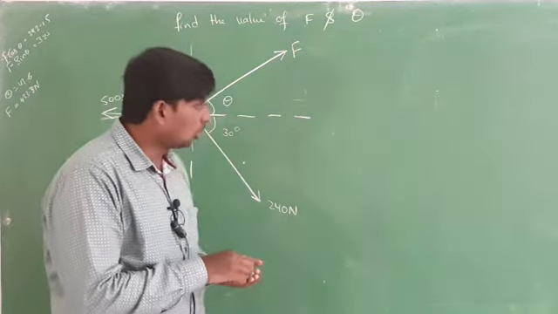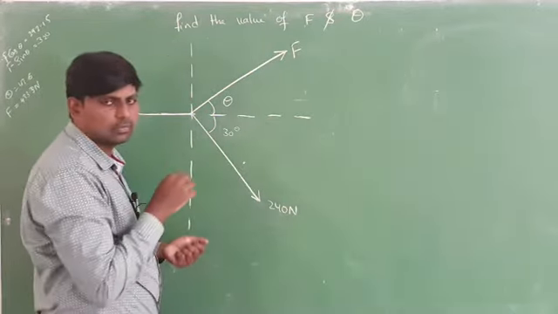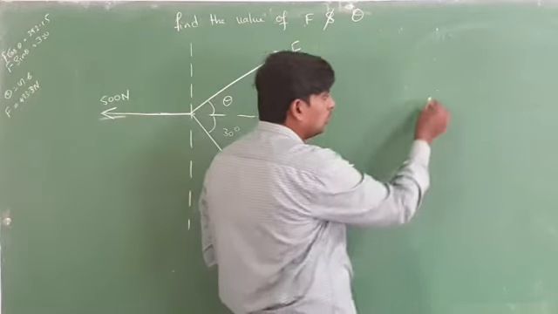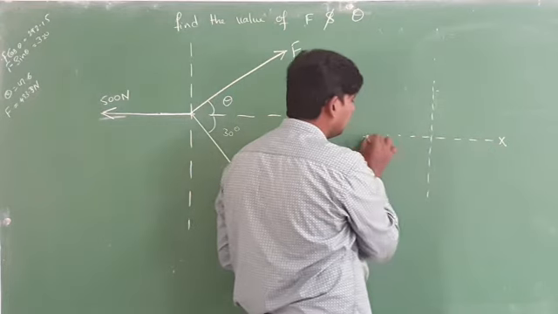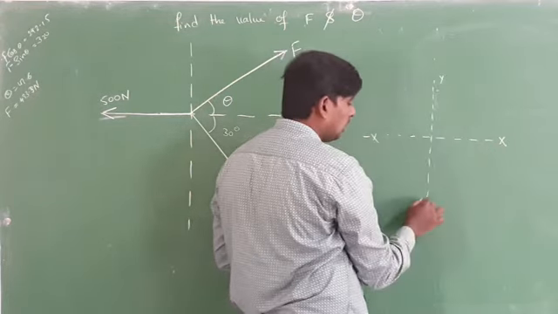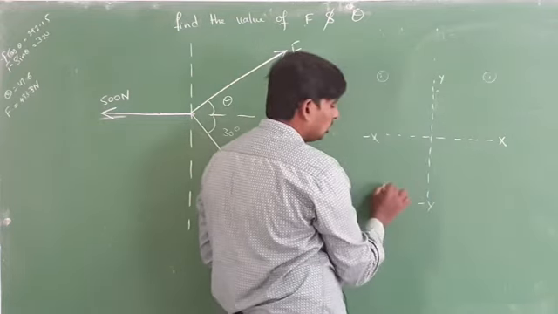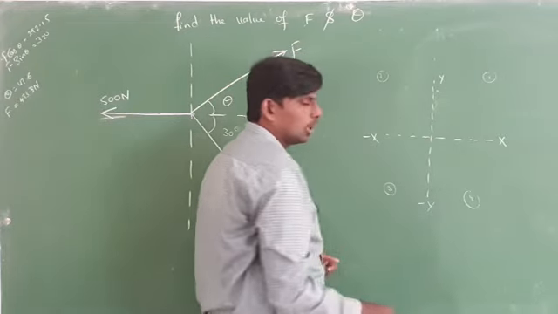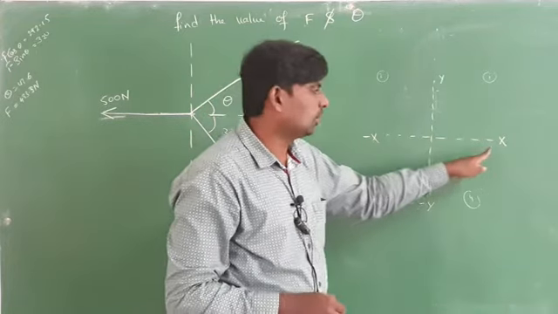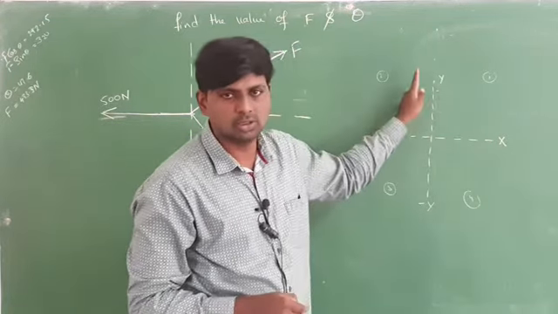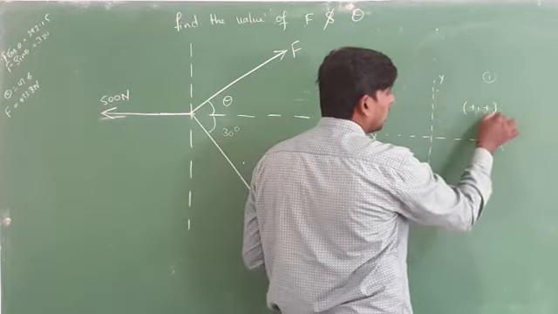First I am resolving this force. See here, F1 is lying in the first quadrant. I already explained this many times. Suppose this is your y axis and this is your x axis. This is x, this is minus x, here is y, and this is minus y. This is your first quadrant, this is your second quadrant, this is your third quadrant, and this is your fourth quadrant. In the first quadrant, the signs of x and y are both positive.